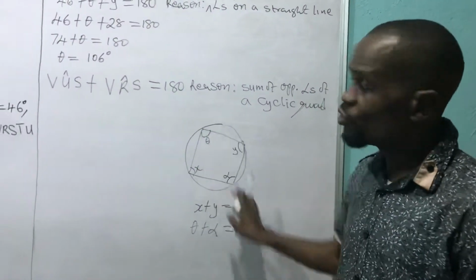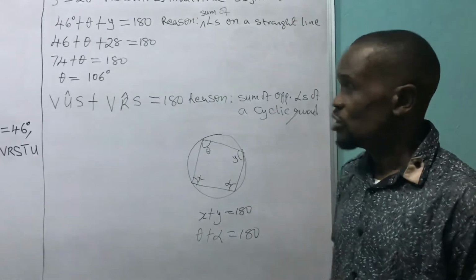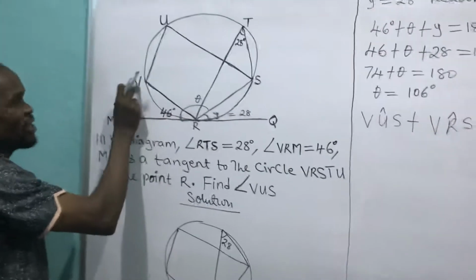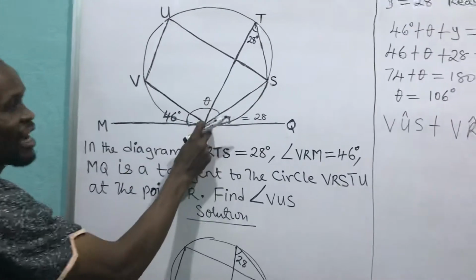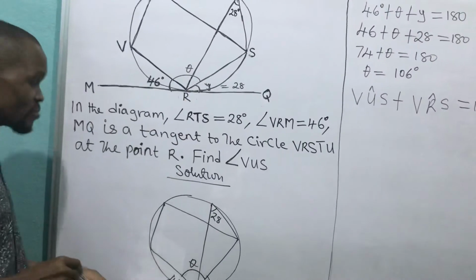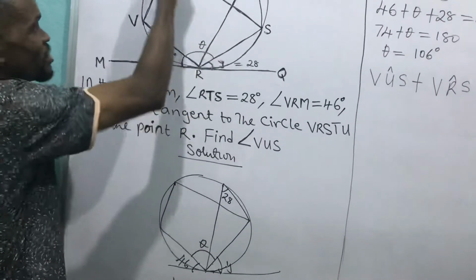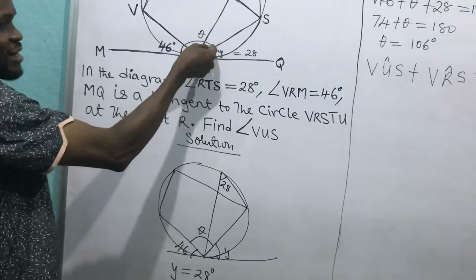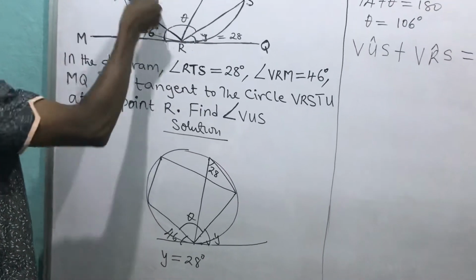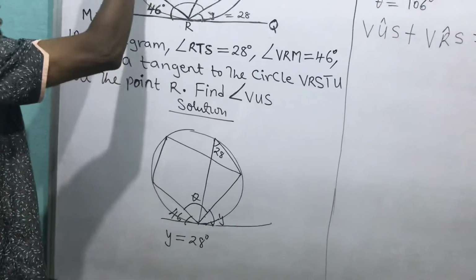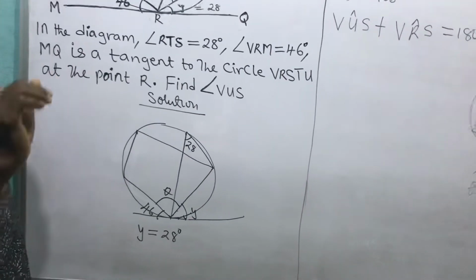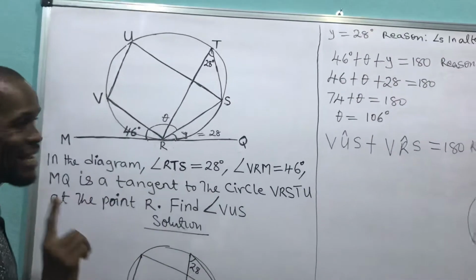That's the sum of opposite angles of a cyclic quad. Looking at this, look at the cyclic quad. This to this, and this to this are cyclic quads. So we are now saying that this angle plus this angle, which is theta, plus this angle is the sum of opposite angles of a cyclic quad and is equal to 180.